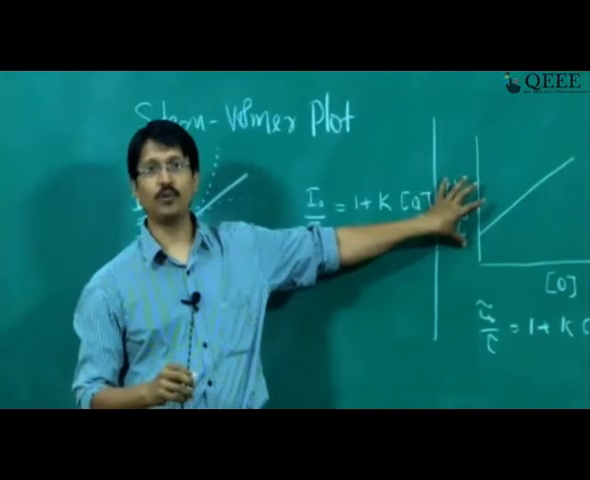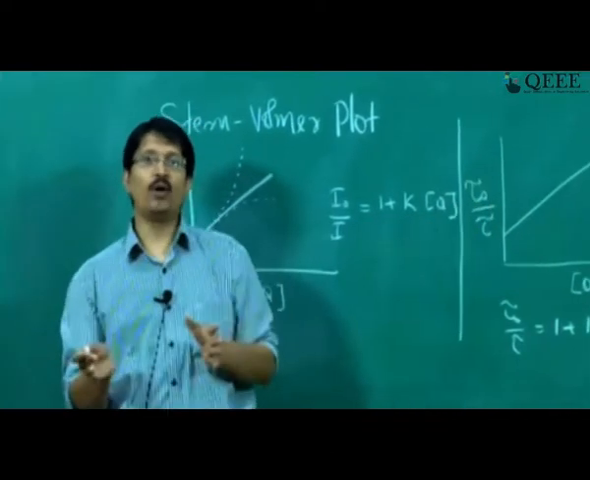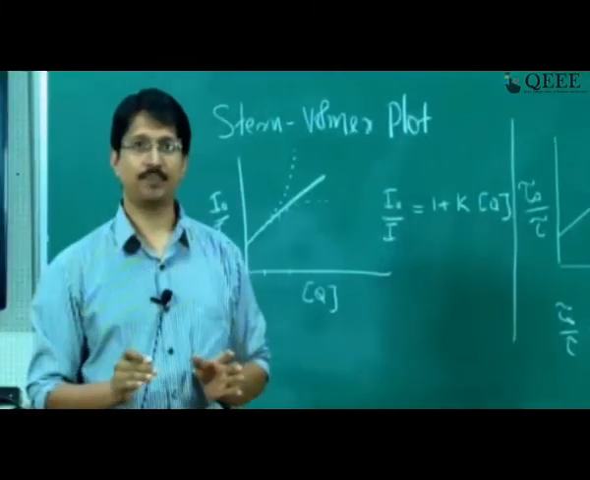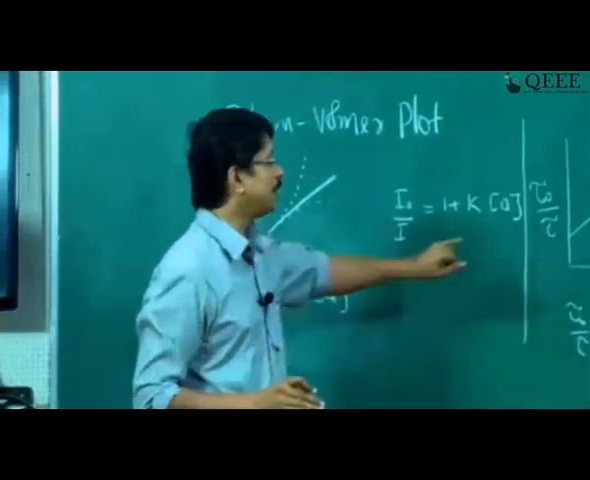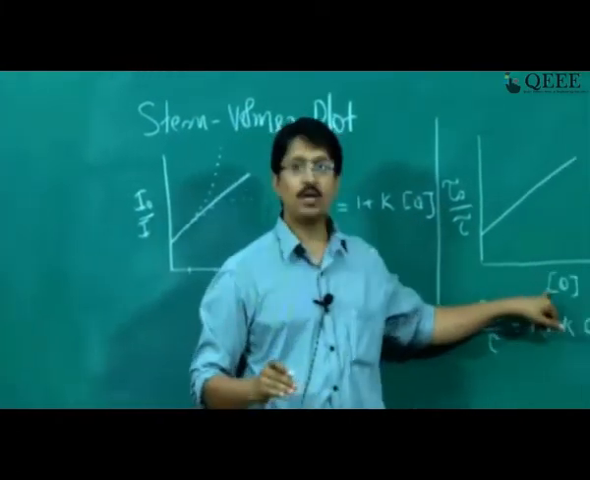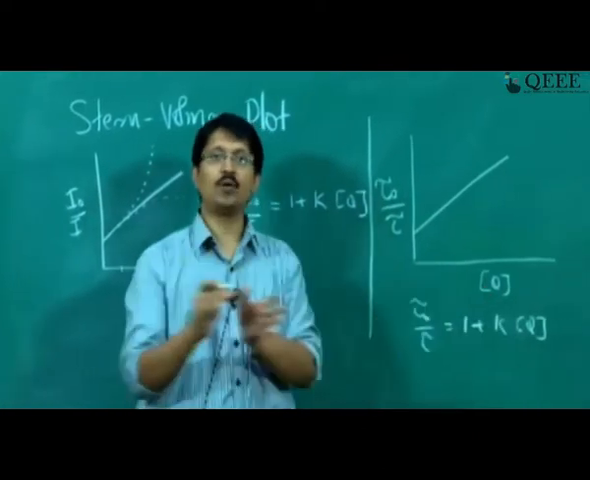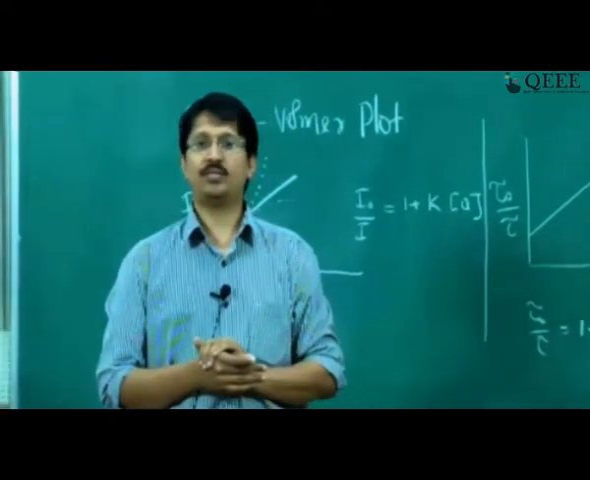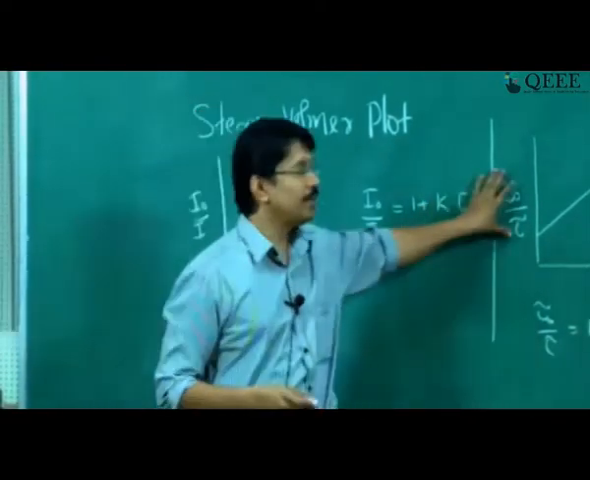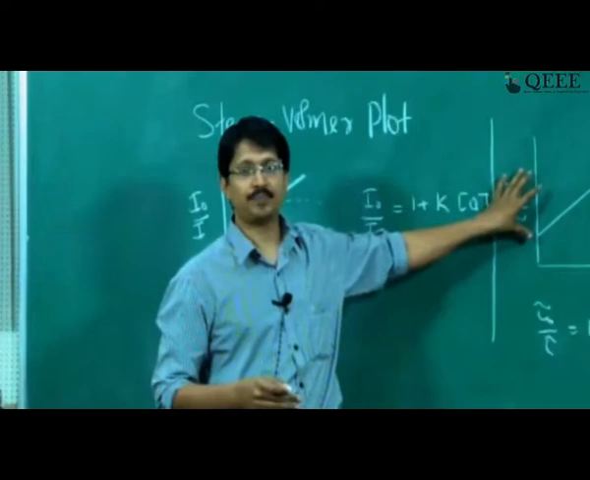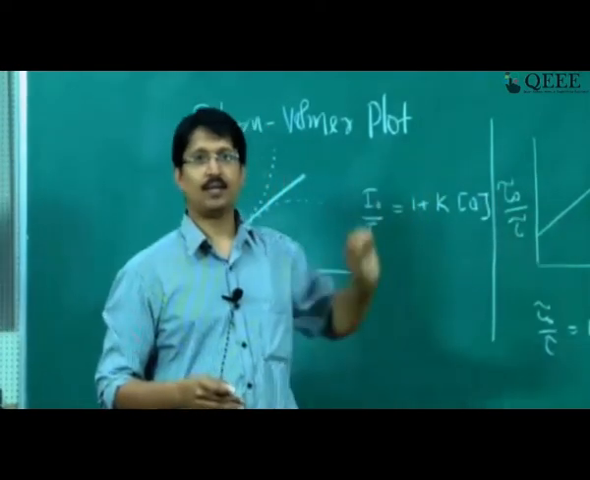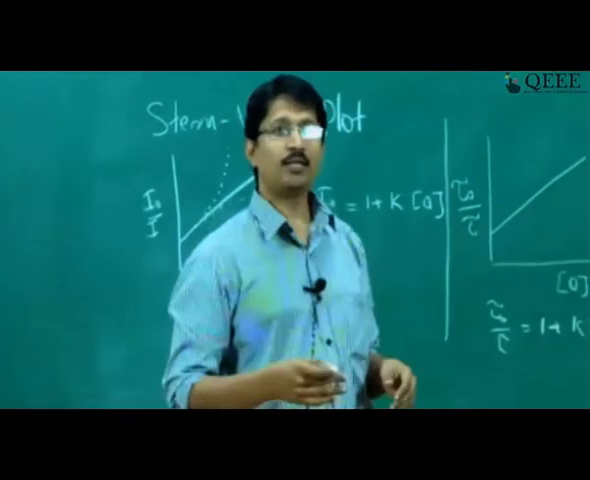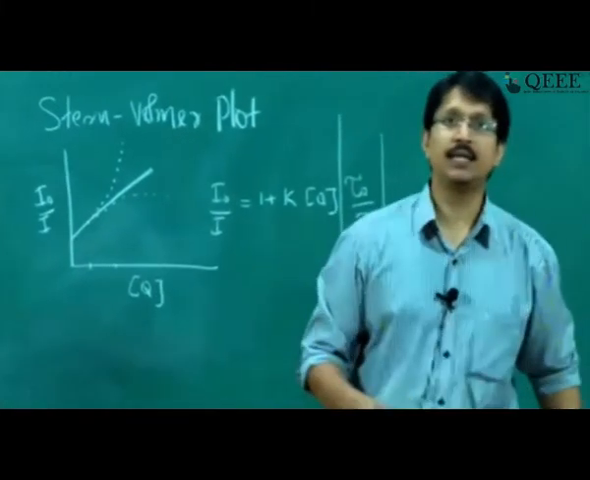So the question for you is, assume that only static quenching is happening in the system. I want you to plot tau 0 by tau versus quencher concentration. You are adding quencher, increasing the quencher concentration in the system. How does this particular plot get modified? I will request you to discuss with each other and try to plot it.